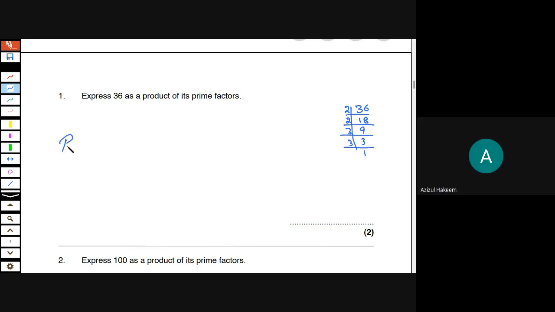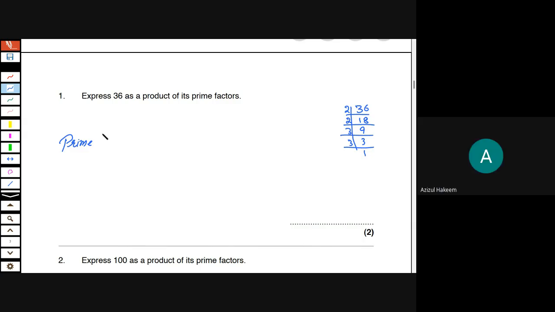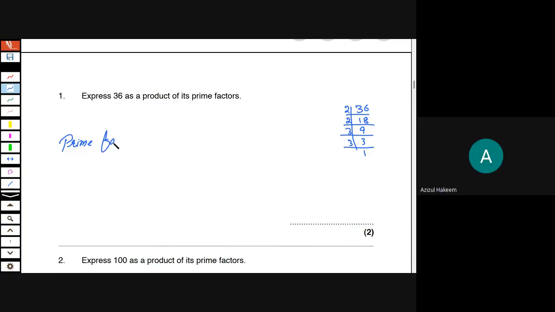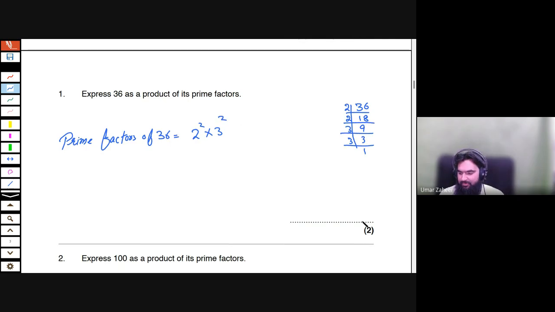Sir, is this LCM? No. LCM is basically the least common multiple between two or more numbers. Here we are finding the prime factors of a single number. If you multiply these numbers, you will get 36. The prime factors of 36 will be equal to 2 squared times 3 squared.